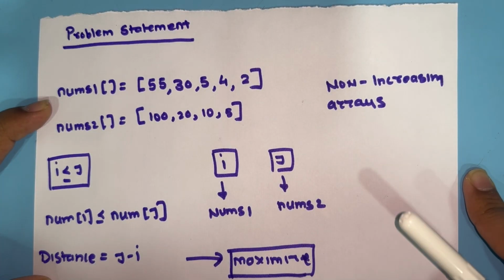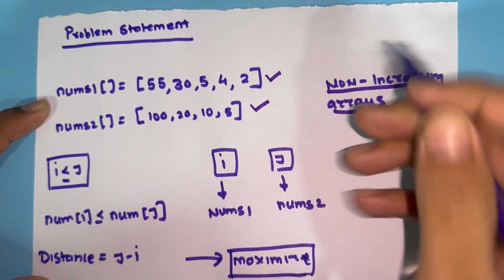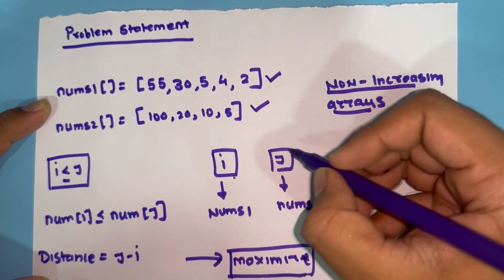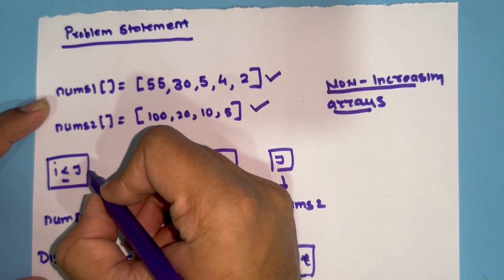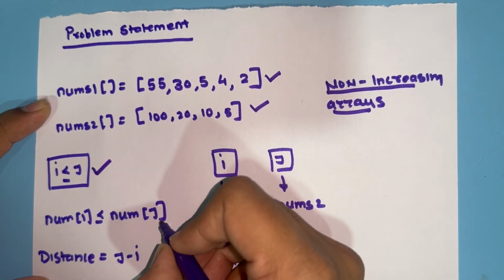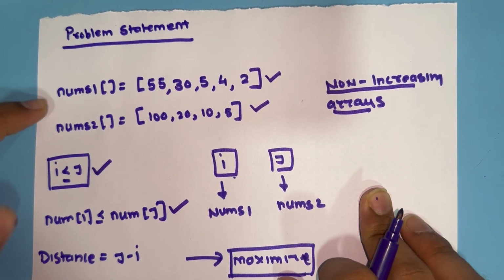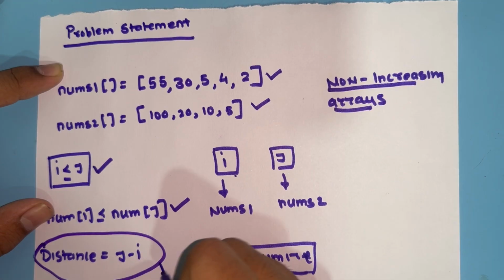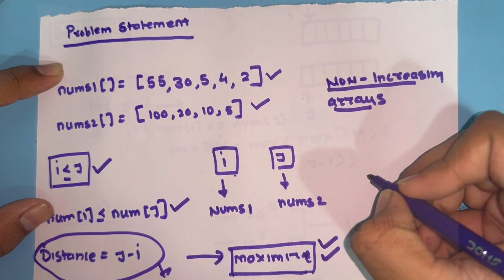What we are given are two non-increasing arrays, nums1 and nums2, and what we need to do is find two indexes, i from nums1 and j from nums2, which satisfy this condition: i is less than or equal to j, and nums1 of i is less than or equal to nums2 of j. After we get these two indexes, we need to find the distance. We want to calculate all these distances, take the maximum, and return the maximum distance.